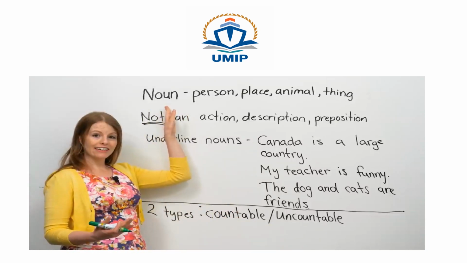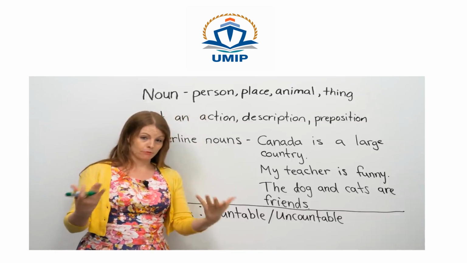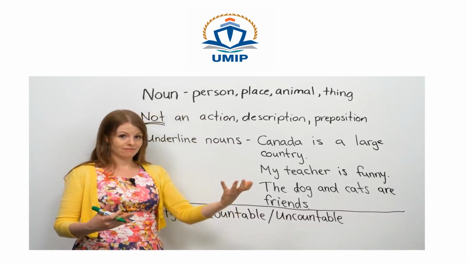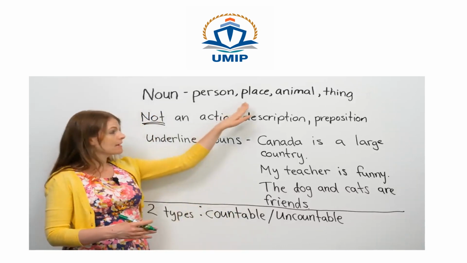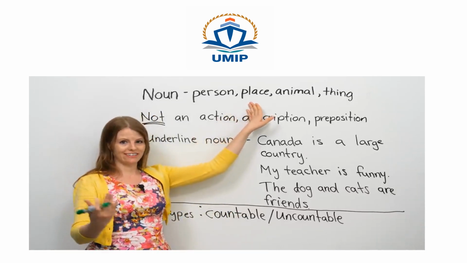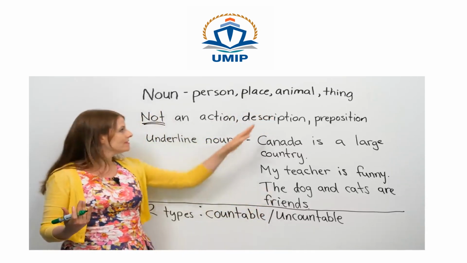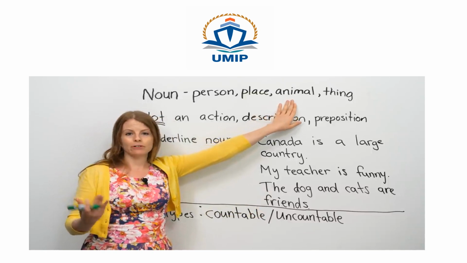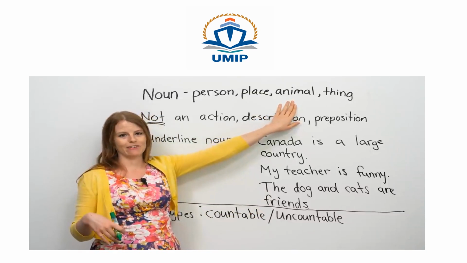So a noun is a word that is a person. It can be a person. So Emma, that's a noun. Teacher, that's a noun. It can be a place. Russia is a noun. School is a noun. It can be an animal, a dog. Dog is a noun. The word cat is a noun.